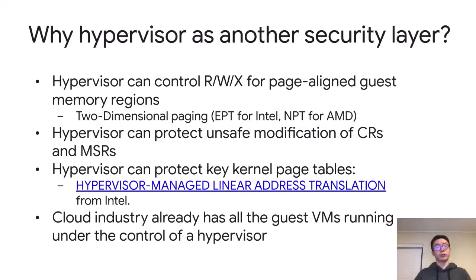And the hypervisor can also protect key kernel page tables. There's a new feature from Intel called Hypervisor Managed Linear Address Translation, which allows you to set up page table mappings controlled by the hypervisor, and guests can never change it. And most importantly, for us, for Google Cloud, all of our customer machines are already running in a virtual machine mode. So we already have a layer underneath all those VMs. We are not trying to introduce another layer of complexity here. We are just using the existing layer to make everything more robust and more secure.